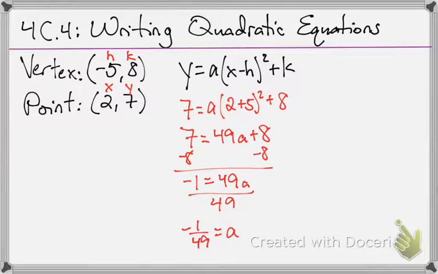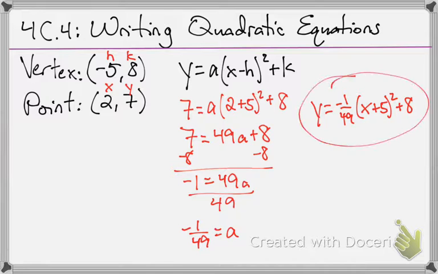Once you get this, you're not quite done. That's a big part of this problem, but in order to be fully done and have the correct answer, we need to write the actual equation. So all I'm going to do is go back to my original format, the y equals a times (x minus h) squared plus k. I'm going to plug in the a value and my vertex, the h and the k. So I'll have y equals negative 1 over 49, parentheses x minus h, so x minus negative 5, x plus 5, I'm going to rewrite that as squared, plus the k value, which is 8. And I have myself an equation.